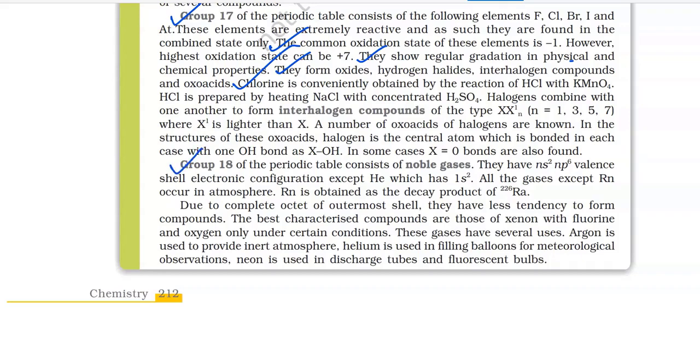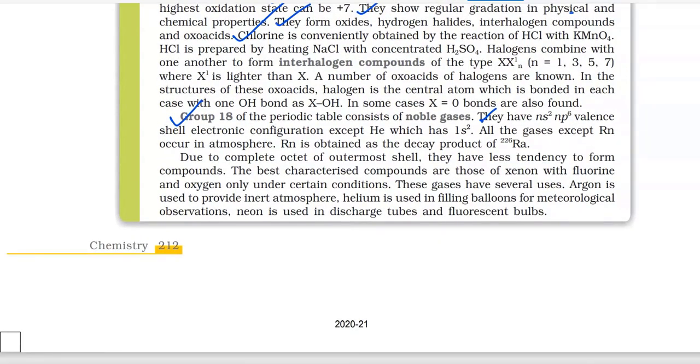Group 18 of the periodic table consists of noble gases. They have an ns2np6 valence shell electronic configuration except helium which has 1s2. All the gases except Rn occur in the atmosphere. Rn is obtained as the decay product of radium breakdown. Due to complete octet of the outermost shell, they have less tendency to form compounds. The best characterized compounds are those of xenon with fluorine and oxygen only under certain conditions.